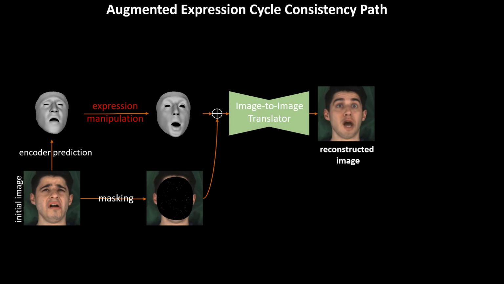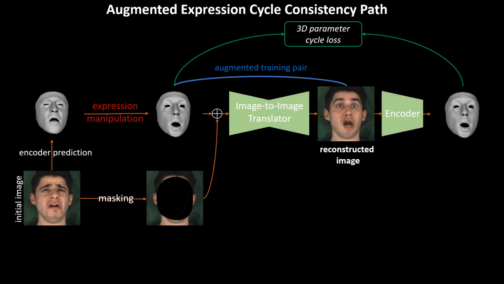This path has now provided us with a photorealistic image and the corresponding pseudo-ground truth 3D face geometry. Next, we can apply the SMIRK encoder in the reconstructed image and use the 3DMM parameter cycle loss for additional supervision.